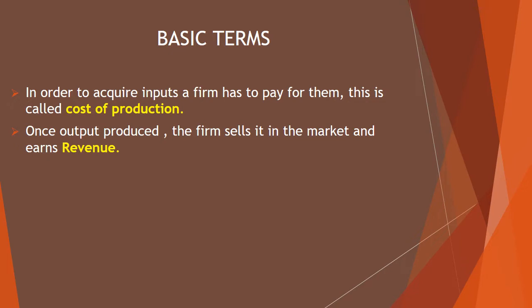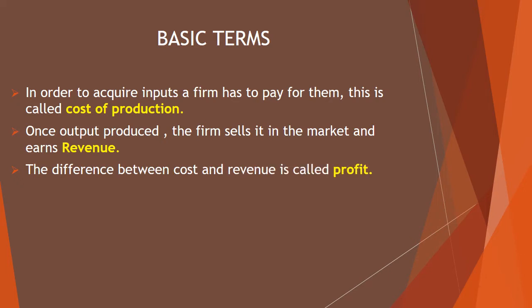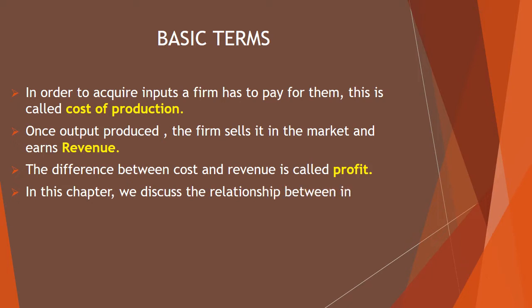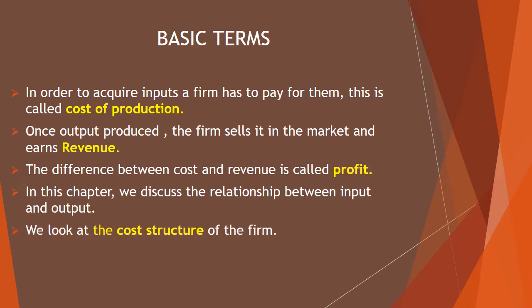And the total cost that he incurred in the production is 60,000. And the difference between the cost and revenue we call it as profit. So 1 lakh minus of 60,000, the remaining 40,000 we call it as profit. And also in this chapter we discuss the relationship between input and output. So the entire chapter is focused on the relationship between the input and the output. And also we look at the cost structure of the firm.